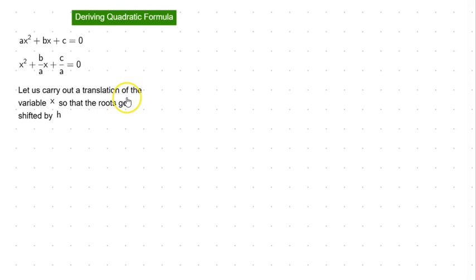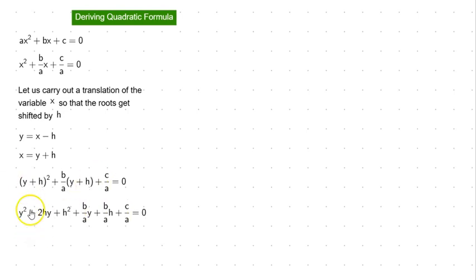Let us carry out a translation of the variable x so that the roots get shifted by h. So y = x − h, which means x = y + h. Now substituting it in the equation, we get (y + h)² + (b/a)(y + h) + c/a = 0.